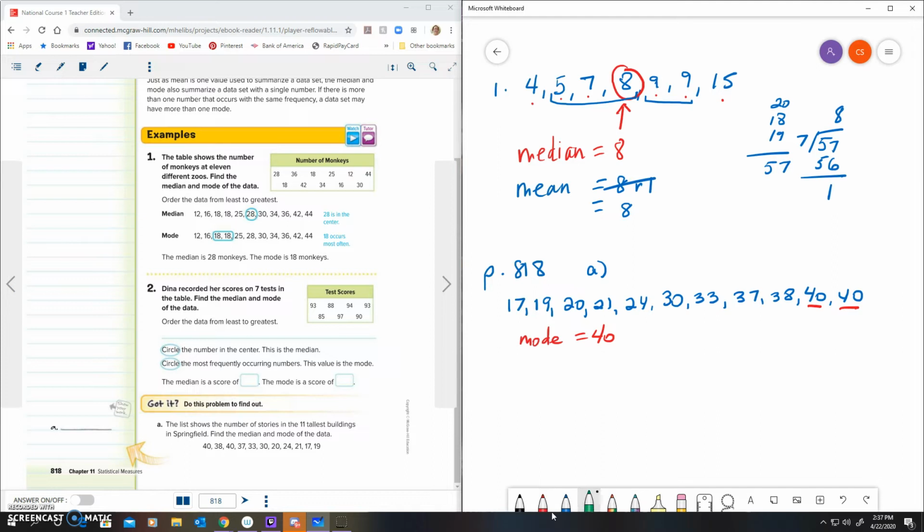Now to find the median, okay, we count 1, 2, 3, 4. Let's use the green. 1, 2, 3, 4, 5, 6, 7, 8, 9, 10, 11. So 11 is an odd number, so that means we have 5 on one side, and there's 6 and 5 on the other. So your median is 30.